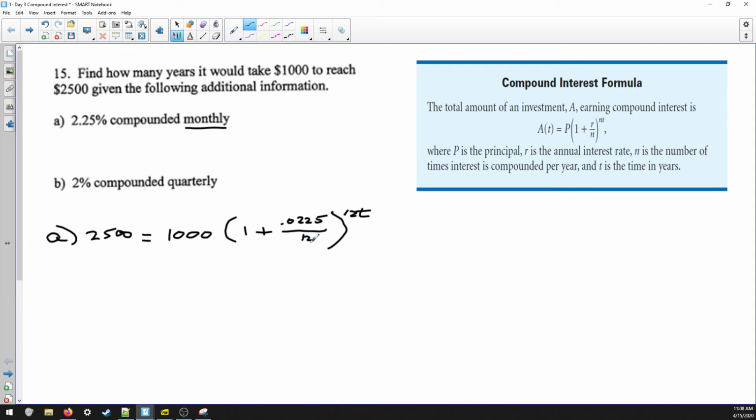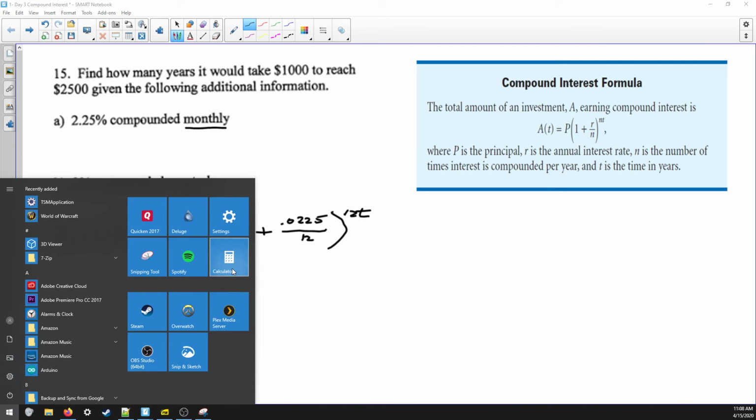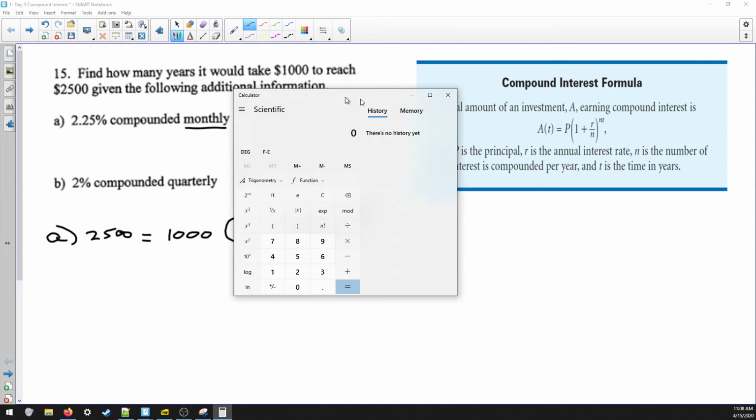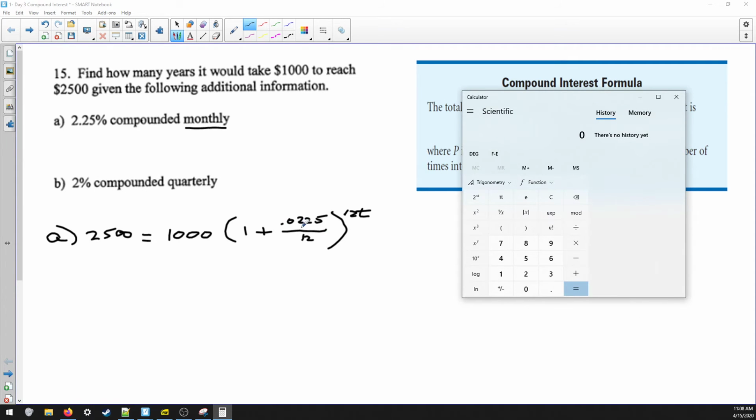Okay, so the only way that you can answer a question like this is to pull out your calculator and do a little bit of guess and check. Okay, so I'm just going to pull up my calculator. Okay, and we're going to do a little guess and check. So the first thing I'm going to do is simplify this inside part here. I can do all of this math, right? So I can actually just go to my calculator and type in 1 plus 0.0225 divided by 12, right?